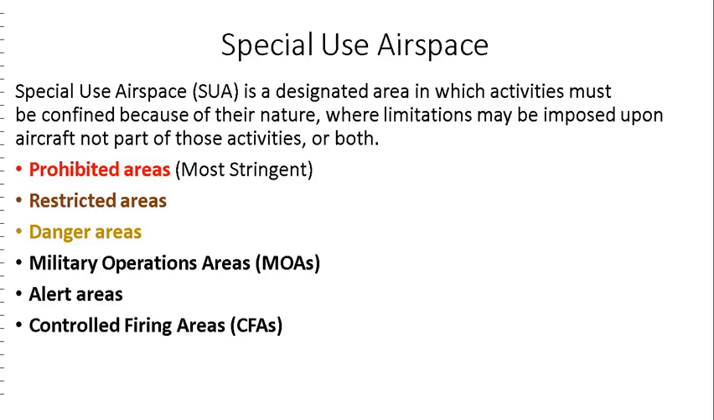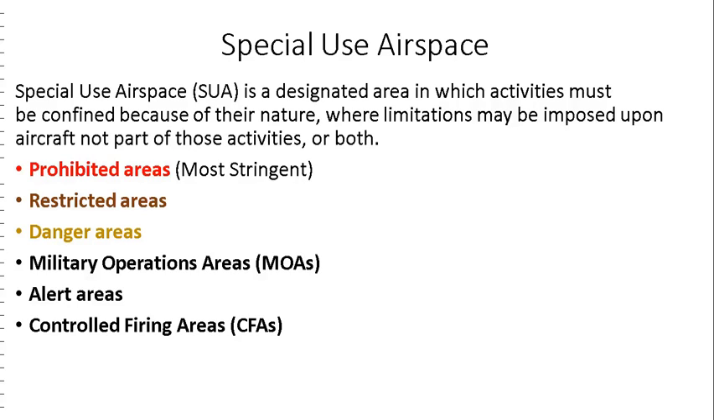Special use airspace is a designated area in which activities must be confined because of their nature, where limitations may be imposed upon aircraft not part of those activities. Prohibited areas are the most stringent. It is of defined dimensions above the land areas or territorial water of a state within which no flight is permitted.